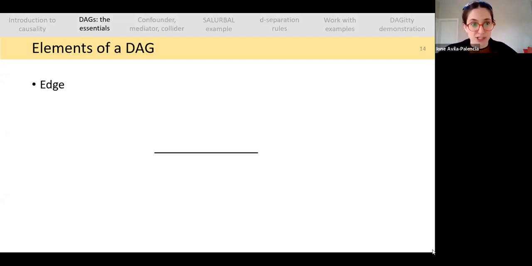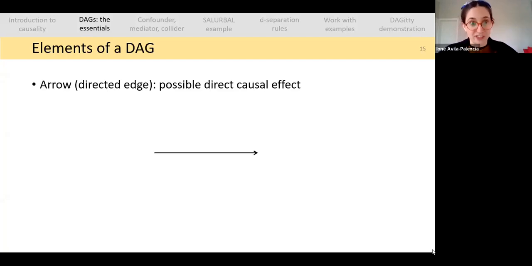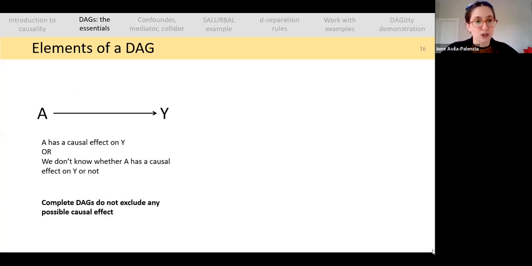Then we have the edge, which is mainly a line, and then we have the arrow, which is the directed edge. The arrows represent, or are the way you draw in a DAG, the possible direct causal effect between the different variables. For example, here we have A, then an arrow that goes from A to Y. What we are saying here is that A has a causal effect on Y, or we don't know whether A has a causal effect on Y or not. So complete DAGs do not exclude any possible causal effect.